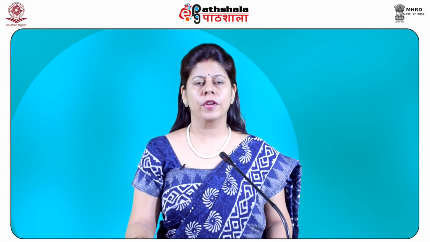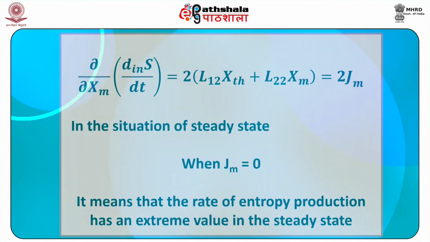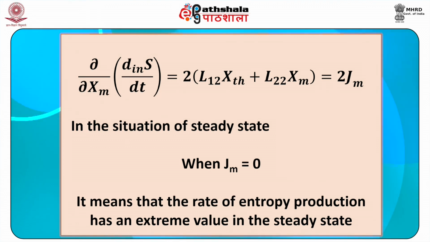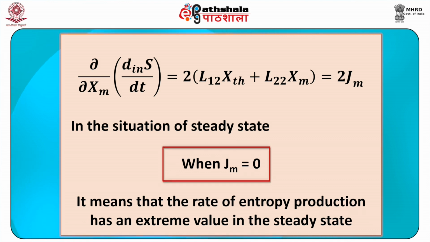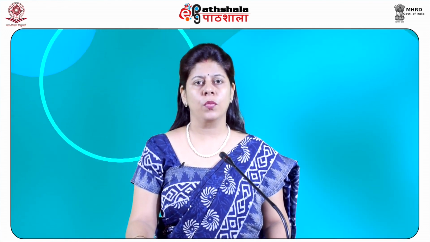Taking the derivative of equation 19 with respect to Xm, keeping Xth constant, we get twice of L12 Xth plus L22 Xm, which is equal to twice Jm. In the situation of steady state, when Jm equals 0, it means that the rate of entropy production has an extreme value in the steady state. This extremum is a minimum, which can be shown by taking the second derivative of equation 19.